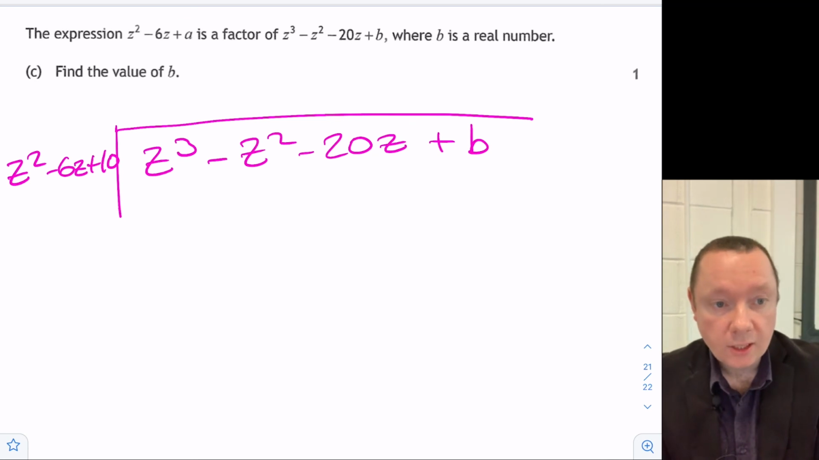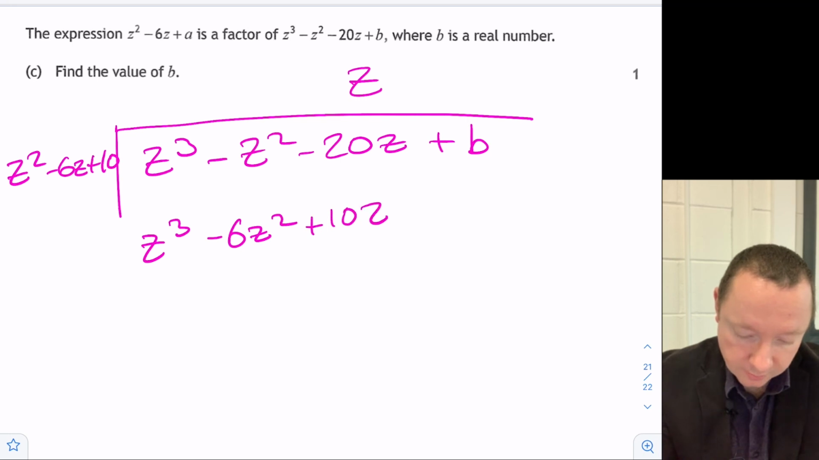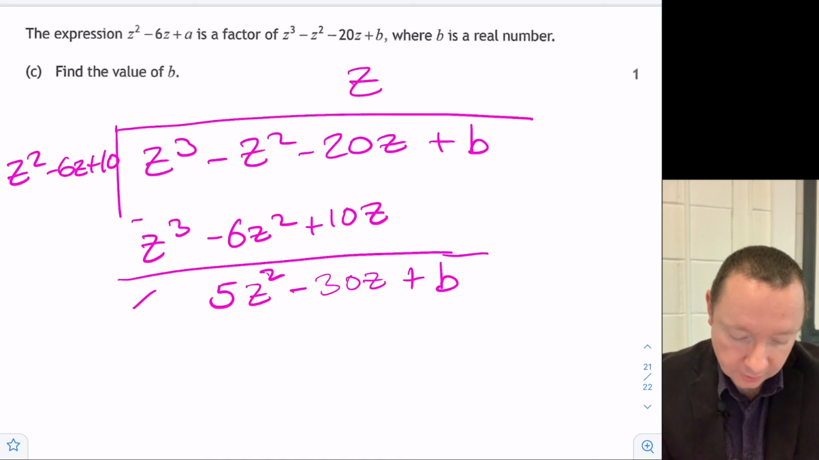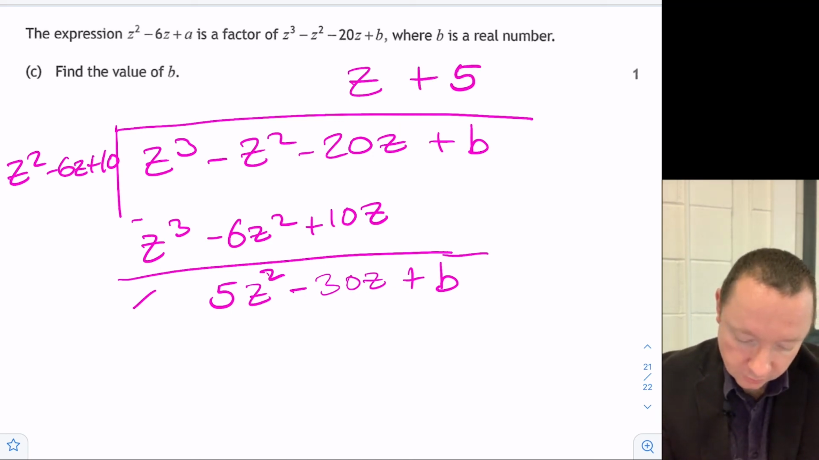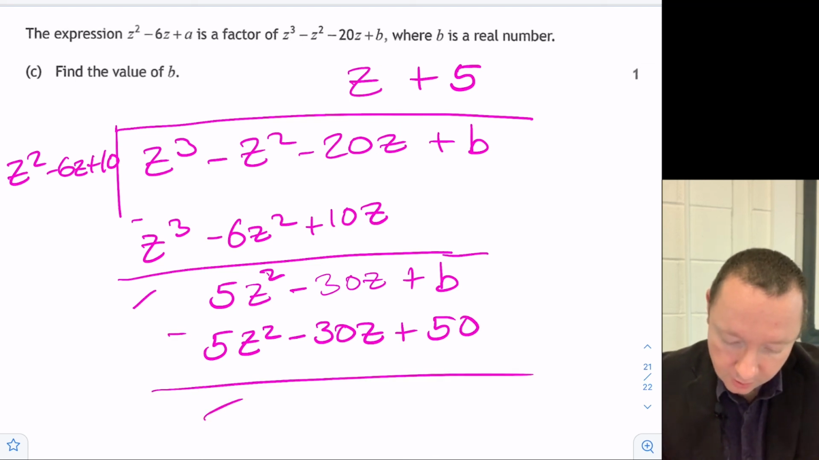So z squared goes into z cubed z times. Multiplying through by z then, we get z cubed minus 6z squared plus 10z. Taken away from each other, that gives us nothing, and it gives us 5z squared, and we get minus 30z plus our b on the end. So 5z squared. z squared goes into 5z squared 5 times. So that gives us 5z squared minus 30z plus 50. Take them away then. That's nothing, that's nothing, and that gives us b take away 50.